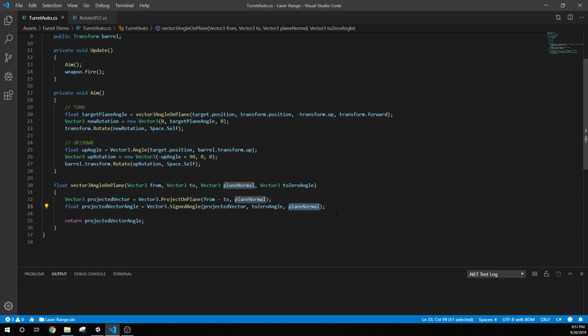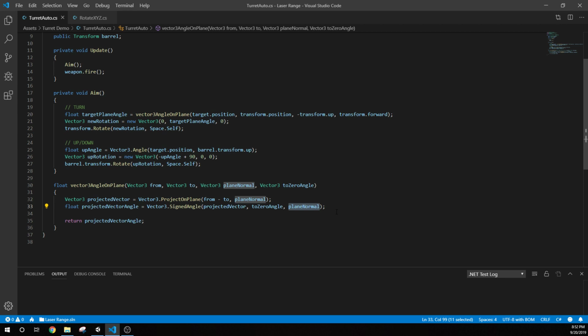So the reason why, no, this is the signed angle. The plane normal here is actually being reused to figure out the sign. The plane normal, we're looking at the negative transform.up, which is also basically just the same thing as saying transform.down. But what we're saying is we want to be clockwise, the positive on the right, the negative on the left.